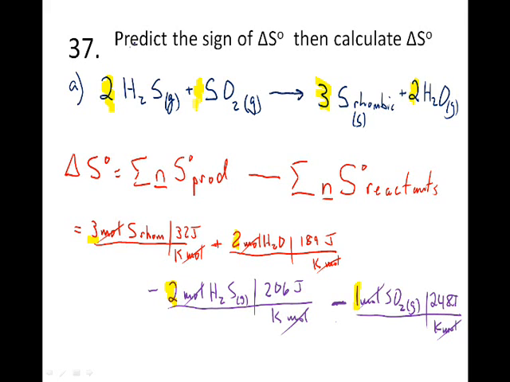But you should get an answer of negative 186 joules per Kelvin. Now, did that match our prediction that we were going to get a negative delta S? Yes, I think it did. Of course, if you don't have your units on your answer, it's pretty useless. Don't forget to have your units there.